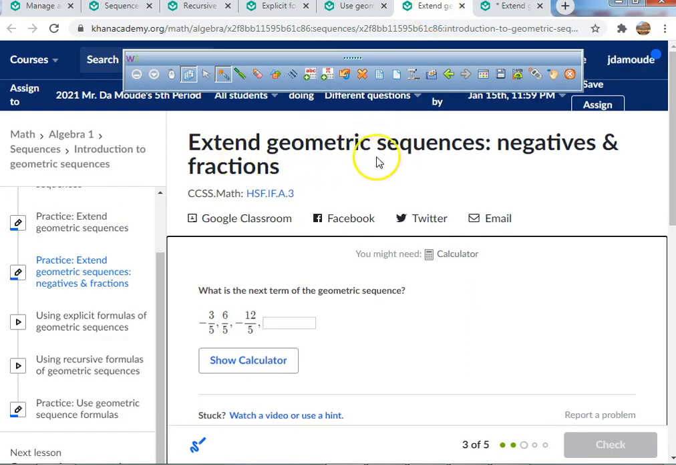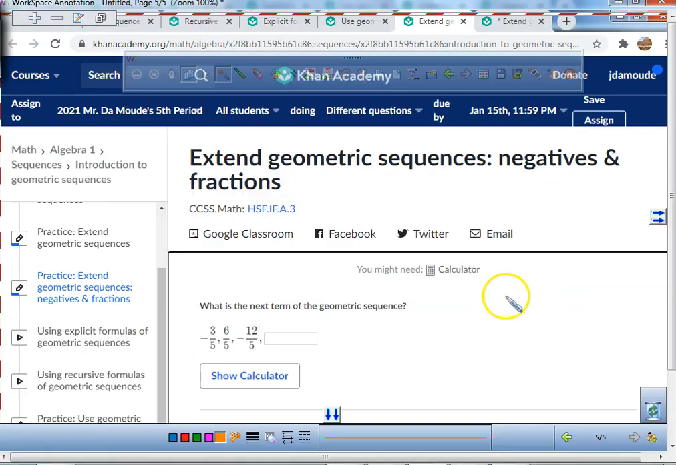All right, let's go over here. It says extend geometric sequences with negatives and fractions. Well, you do it the exact same way. It's not a big deal. You can take any two. So I'm just going to take these two right here. I'm going to take 6 over 5, and I'm going to divide it by negative 3 over 5. Now, if you were to do this, it's like multiplying by a reciprocal. So these 5s cancel out. 6 divided by 3 is 2. So we're basically multiplying everything by negative 2.